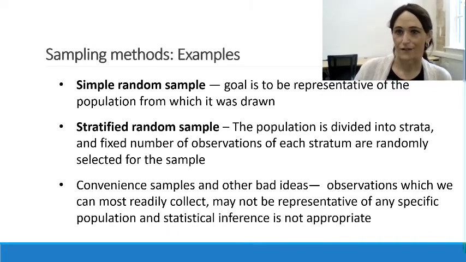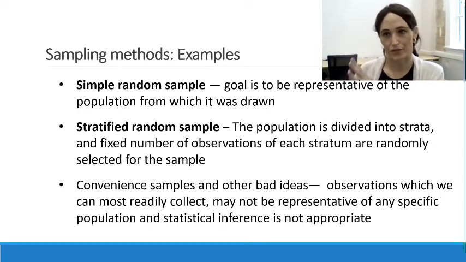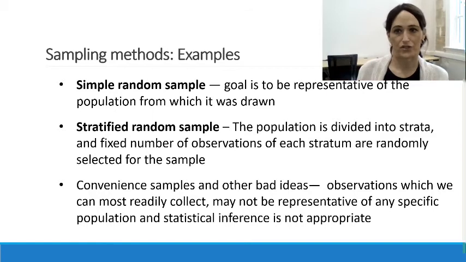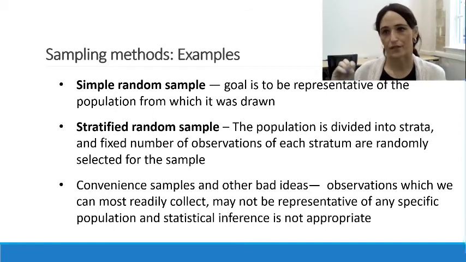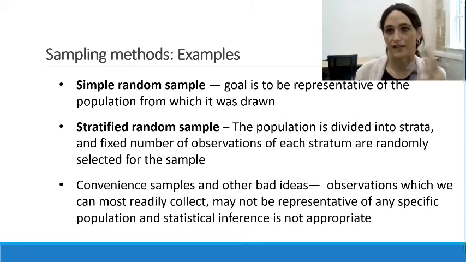So a simple random sample: the goal is to be representative of the population from which it was drawn. So we're going to give an even chance to every individual who has a disease, if that's what we're interested in, or if we're just interested in the general population, every person who meets our criteria for being in the study, they're in the age range, or they have the condition, or whatever, has an equal probability, and then we purely randomly pick them.